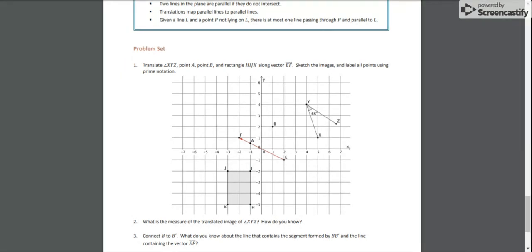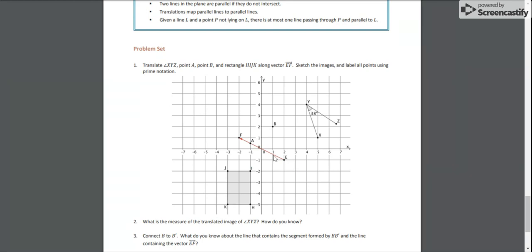So for the problem set, we are working on lesson 3, and they want you to translate angle XYZ. So I identify this as angle XYZ. I notice that it's an acute angle. I know it's an acute angle because it measures less than 90 degrees. Then they want us to translate point A, so I identify where point A is, and then point B, so there's point B, and then rectangle HIJK, and it says to translate it along vector EF.